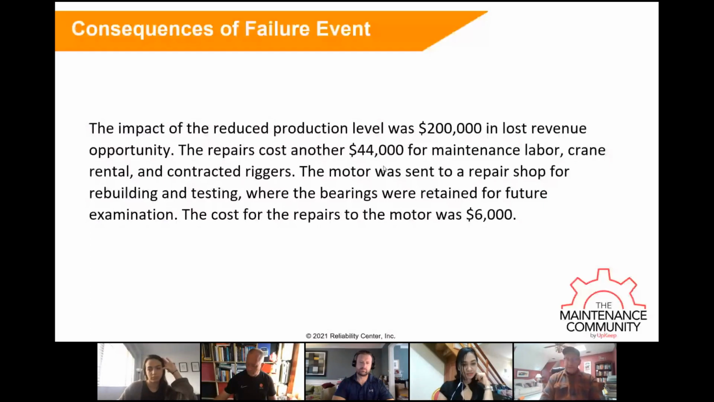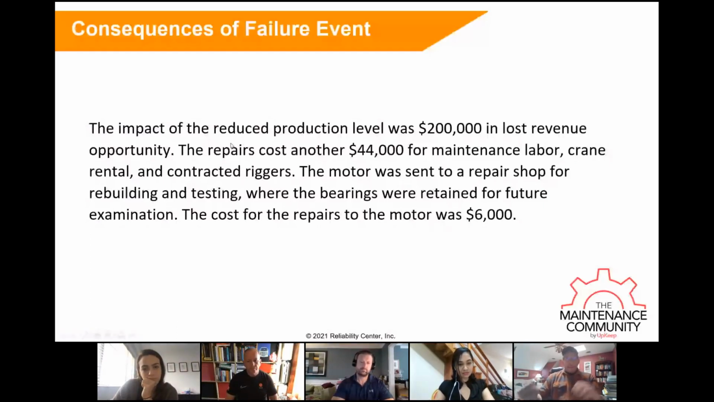So in this case, the impact of the reduced production level was about $200,000 in lost revenue opportunity. The repairs cost another $44,000 for maintenance labor, crane rental, and riggers. The motor was sent to a repair shop for rebuilding and testing, where the bearings were retained for future examination, and that cost about $6,000. So we're looking at a total loss here of about $250,000.